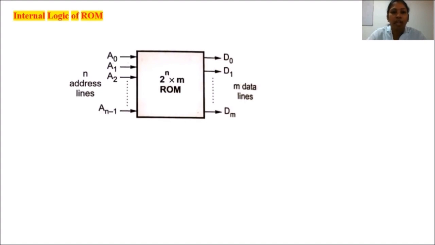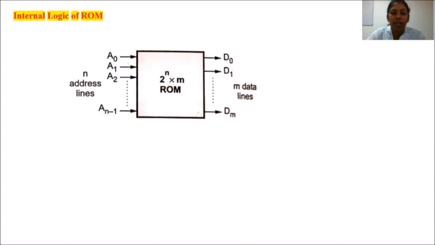So it consists of n input lines and m output lines. Each bit combination of the input variables is called an address. Then each bit combination that comes out of the output lines is called a word. The number of bits per word is equal to the number of output lines, which is denoted by m.